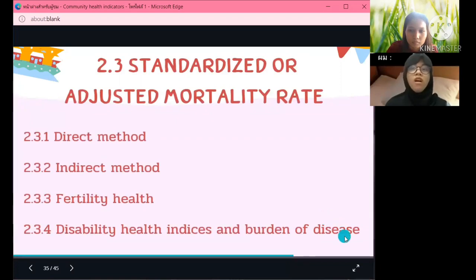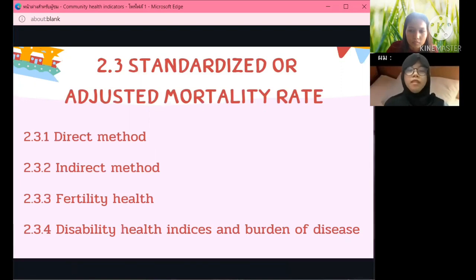The standardized or adjusted mortality rate can be divided into groups: direct method, indirect method, fertility health index, disability health index, and burden of disease.